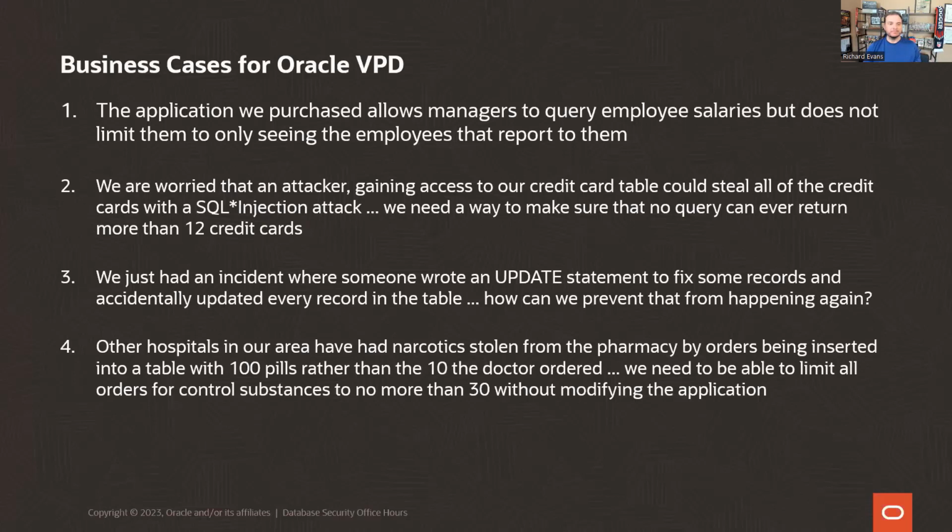Other hospitals in our area have had narcotics stolen from the pharmacy by orders being inserted into a table with 100 pills rather than 10 the doctor ordered. We need to be able to limit all orders for controlled substances to no more than 30 without modifying the application. So this was a real life situation that Dan was talking about yesterday when we did this for the Oracle Partner Network. And what they used is a lookup table.